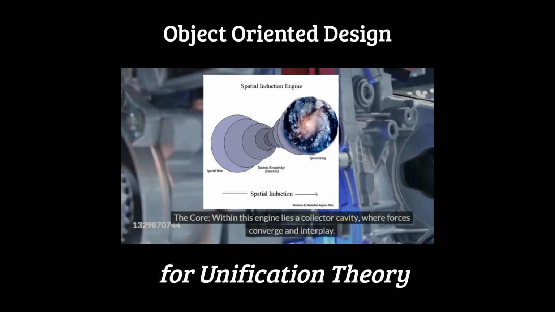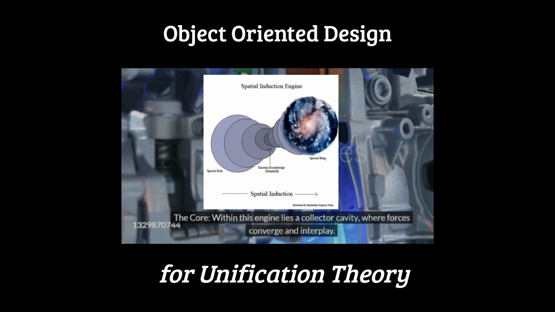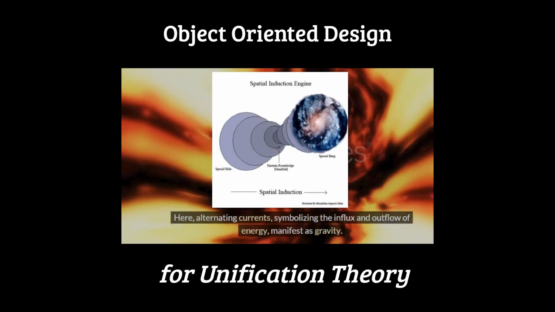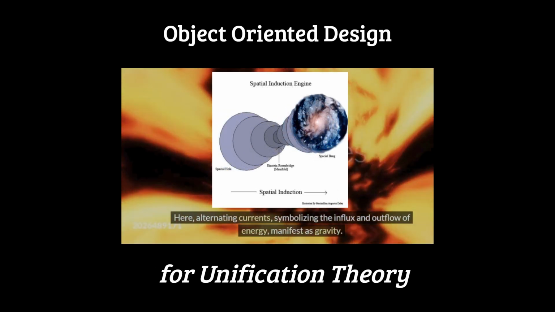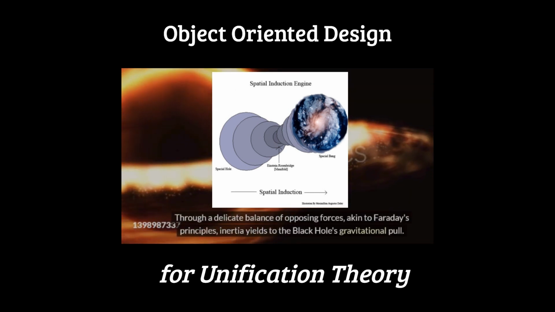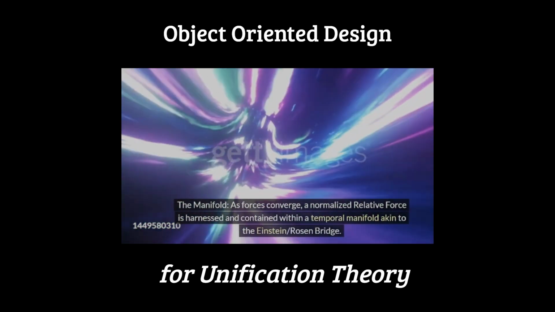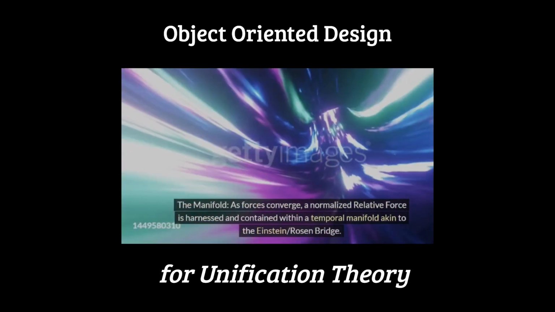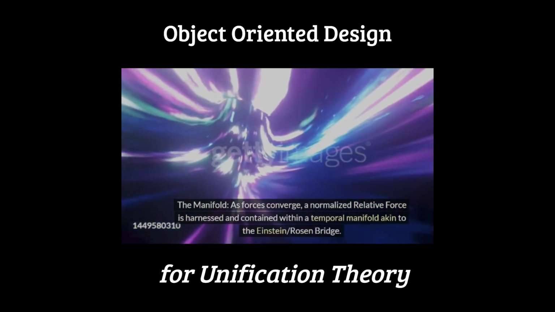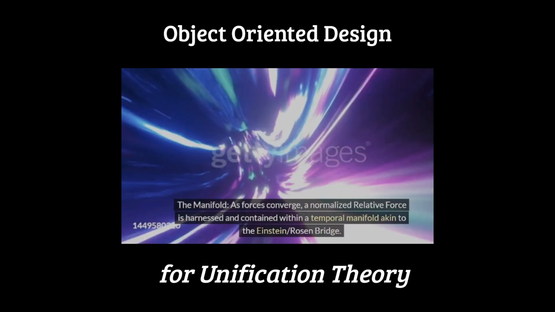The core, within this engine lies a collector cavity, where forces converge and interplay. Here, alternating currents, symbolizing the influx and outflow of energy, manifest as gravity. Through a delicate balance of opposing forces, akin to Faraday's principles, inertia yields to the black hole's gravitational pull. The manifold, as forces converge, a normalized relative force is harnessed, and contained within a temporal manifold akin to the Einstein/Rosen bridge.